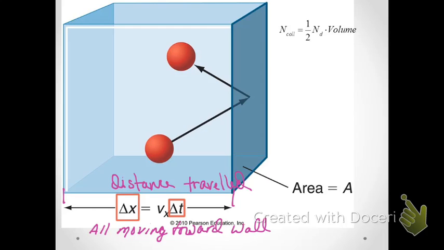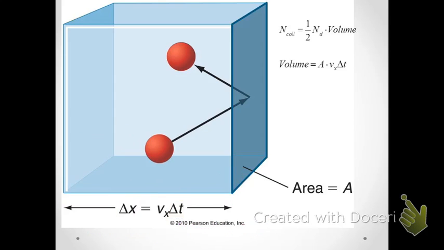Alright, let me repeat that. All the particles between here and here traveling toward the wall are going to collide with the wall during the time delta t. Regardless of what that time is, that's the key.